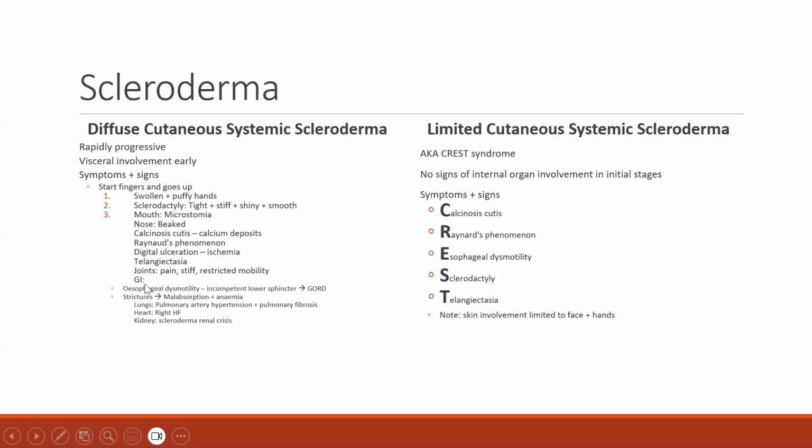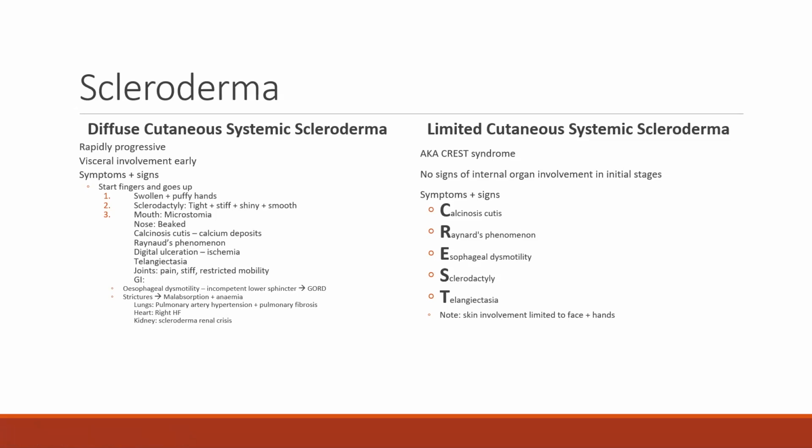And in the GI tract, we get esophageal dysmotility, which can lead to incompetent lower sphincter, leading to GORD. We also get strictures, which lead to malabsorption and anemia. In the lungs, we get pulmonary artery hypertension and pulmonary fibrosis, which can lead to right heart failure. In kidney, we get scleroderma renal crisis.